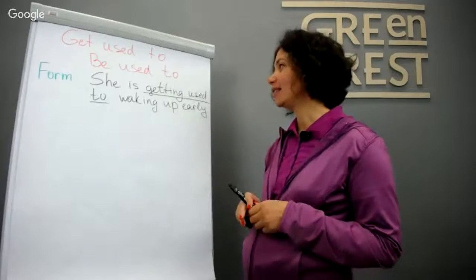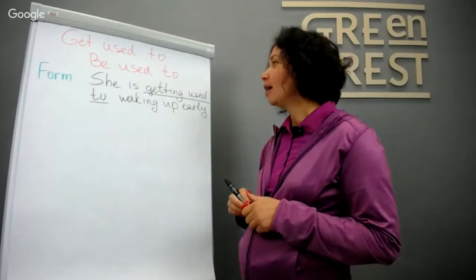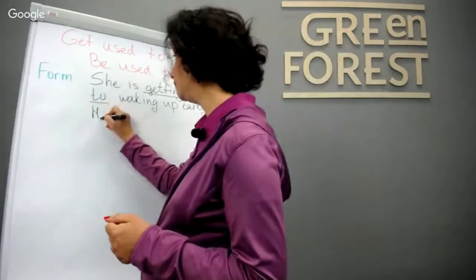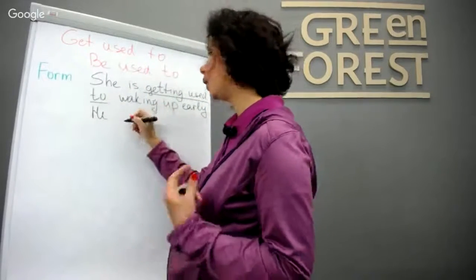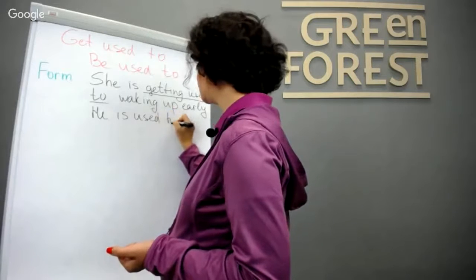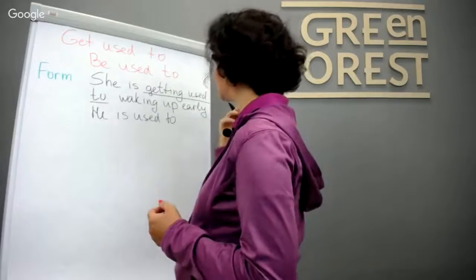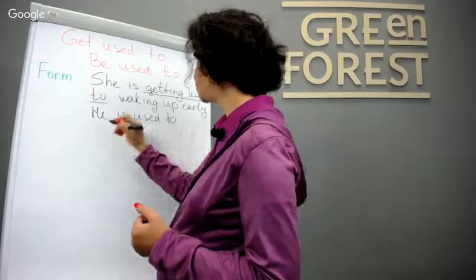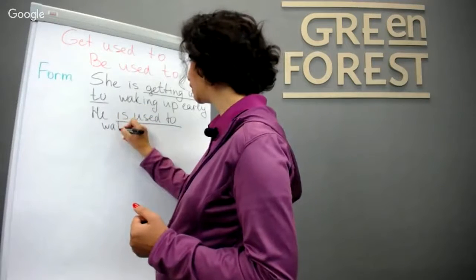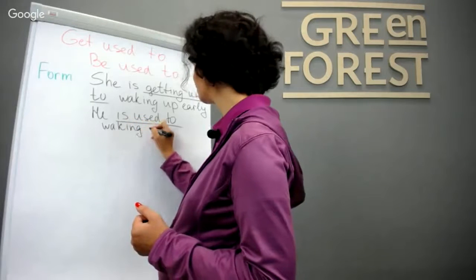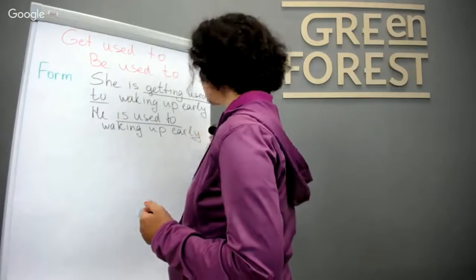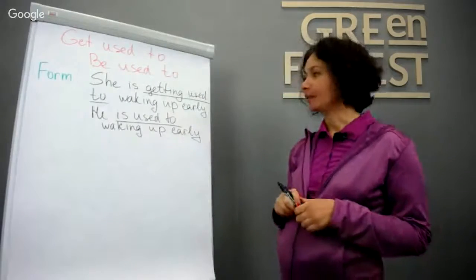Let's look at be used to. Be used to, how we form it. For example, he, then we use to be in our tense. He is used to, and then we say what he is used to. For example, he is used to waking up early. I will write the same example, but explain the difference. He is used to waking up early.